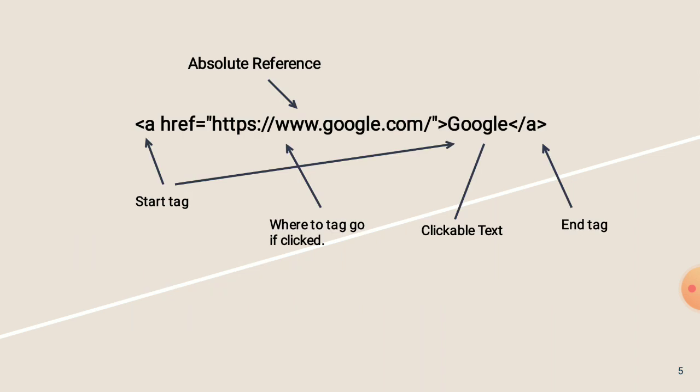This is another example. We have a single syntax: a href, then https://www.google.com, with the text Google. This is the address part. So a is the start tag, and google.com is where to go when clicked. Then Google is the clickable text. Then the a tag is closed, this is the end tag. The complete URL is an absolute reference.